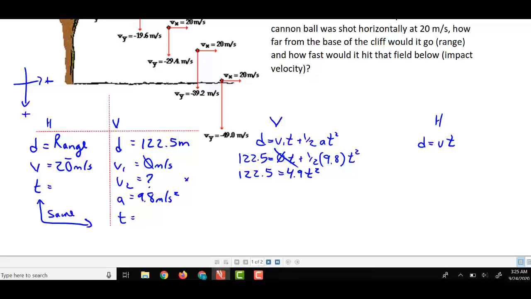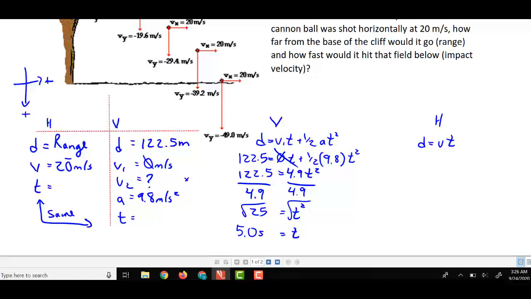We're going to isolate that a little bit more. We're going to divide both sides by 4.9. And so that's going to result in time squared being equal to 25. To undo a square, we take a square root. And so our time in this case works out, very tidily, to 5.0 seconds. That is the same time, remember, as our time vertically, as it's the same object.